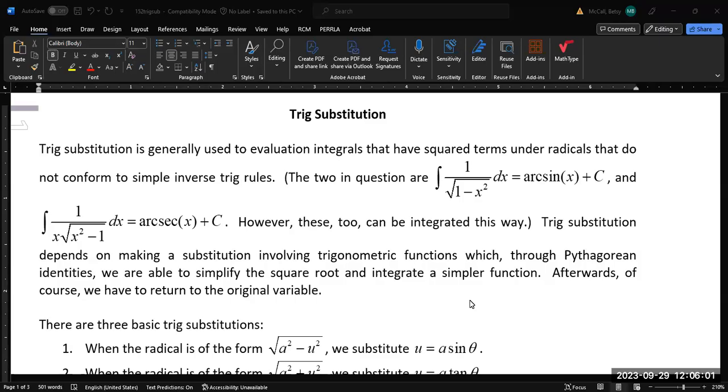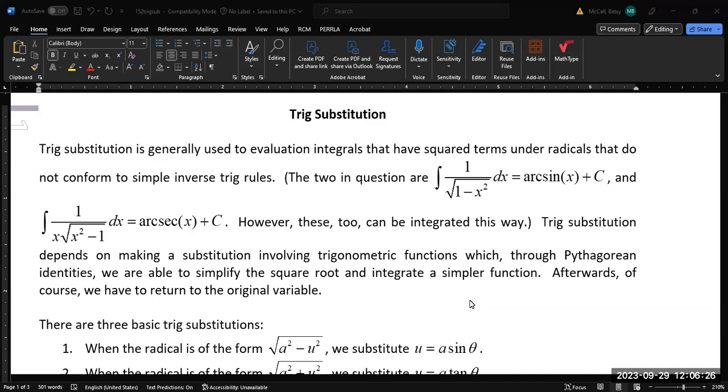All right, so in this video, we're going to look at the general process for trig substitution. Trig substitution is generally used to evaluate integrals that have squared terms under the radical. So 1 minus x squared, or x squared minus 1, or as we'll see with tangent, 1 plus x squared, or some constant plus x squared.